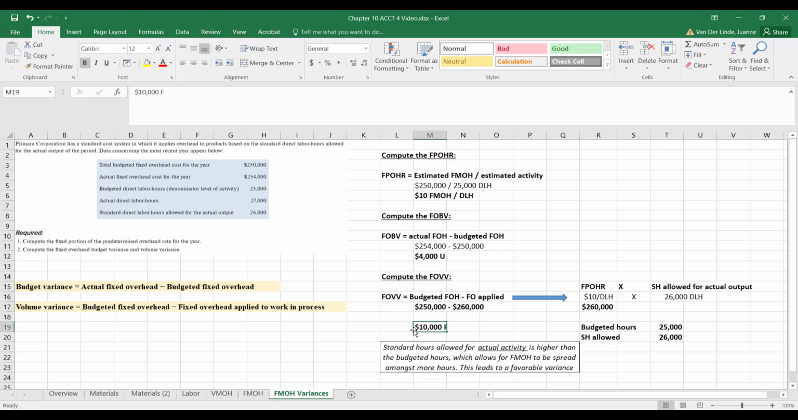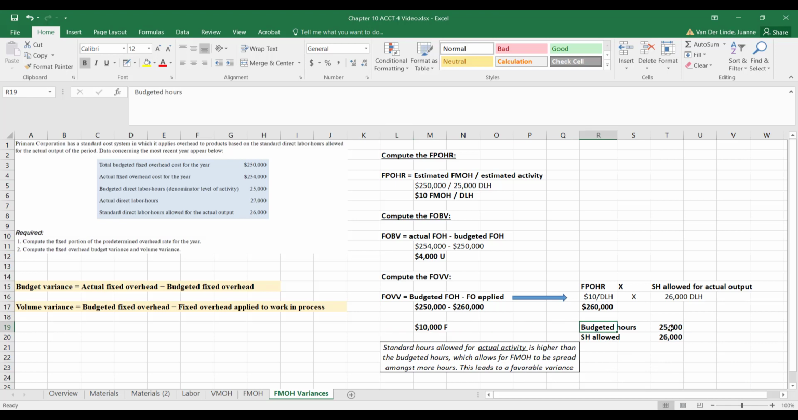So there's a difference of $10,000 here. And it's going to be labeled as favorable because anytime the amount applied is more than what you budget for, you will label that as a favorable volume variance. But if the budgeted is higher than the amount applied, it will be an unfavorable volume variance.